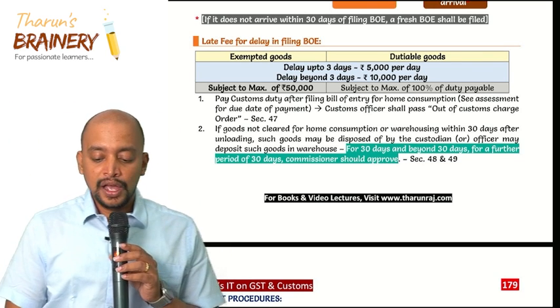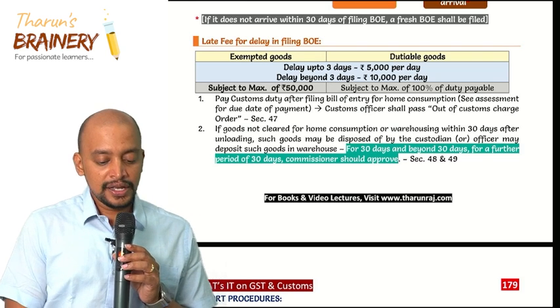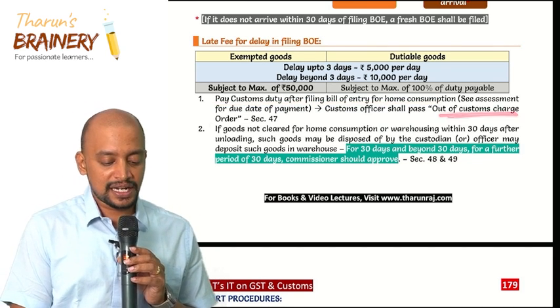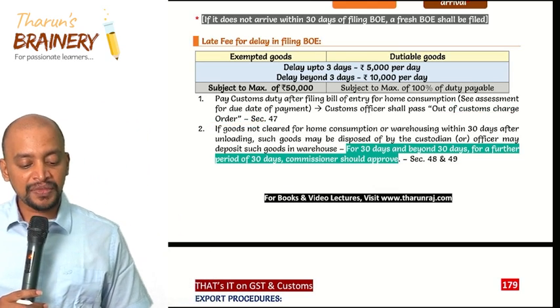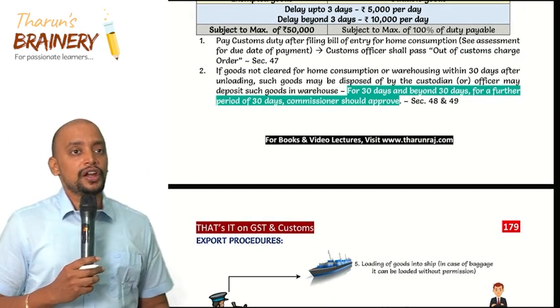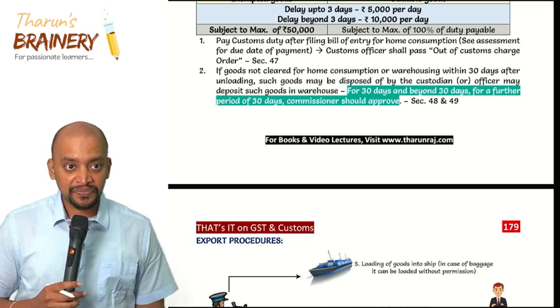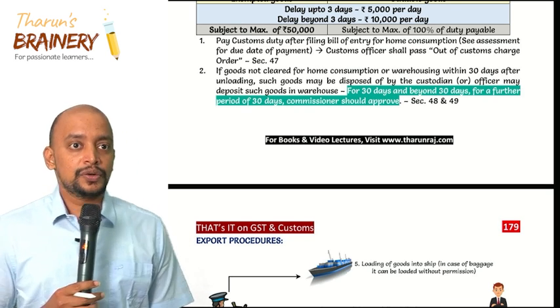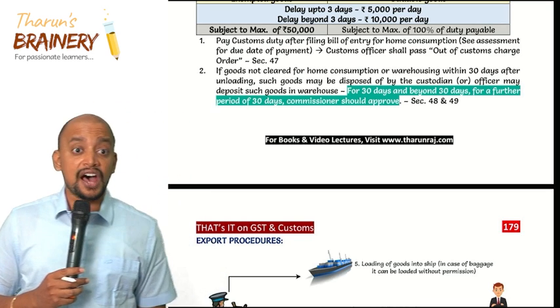Then the customs duty: upon payment of customs duty, the proper officer will pass one order. What is that order? Out of customs charge order. So pay customs duty after filing the bill of entry, and the out of customs charge order will be passed by the officer. And suppose you are not filing the bill of entry within 30 days after unloading the goods. So 30 days is the time limit after unloading.